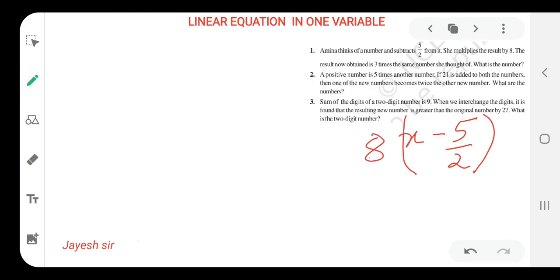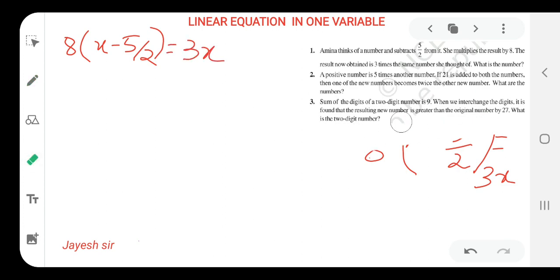Yes friends, so the result now obtained. Result means the answer after solving it, she obtains is 3 times the same number. That is 3 times the same number, that means 3, and the number was x. So in this way we have made the equation by reading the question. I am writing the equation over here so that we can solve it further. 8 into x minus 5 by 2 is equal to 3x. Yes friends, I hope you all might be getting it. So this was the equation that we have got from the question.